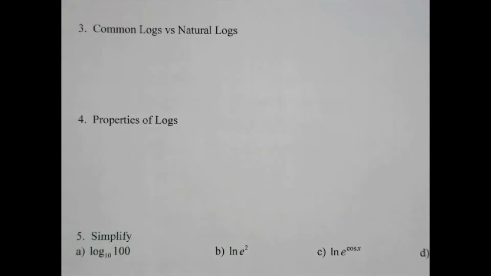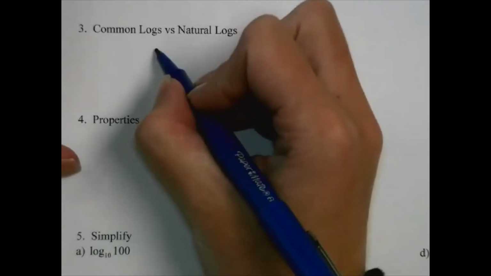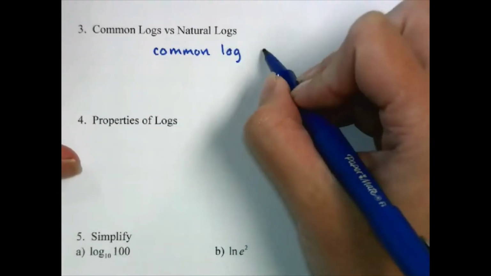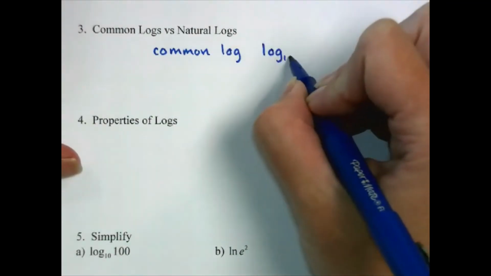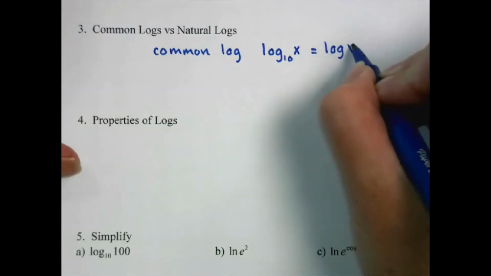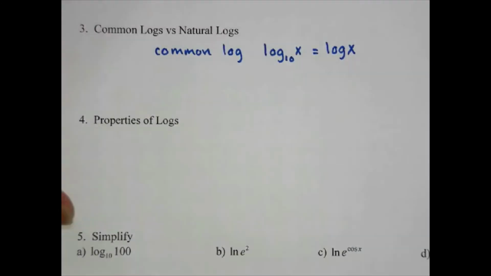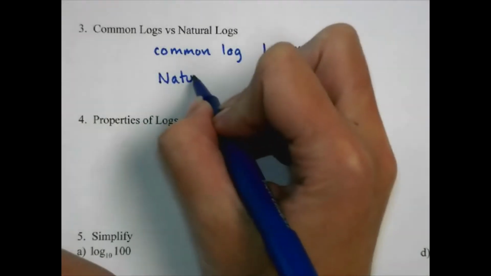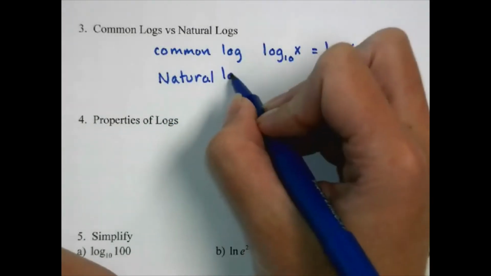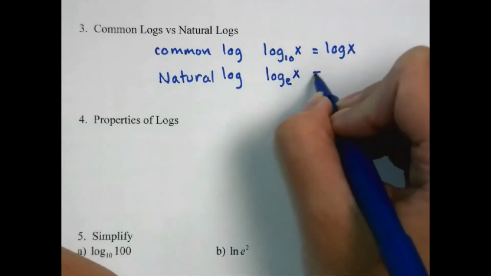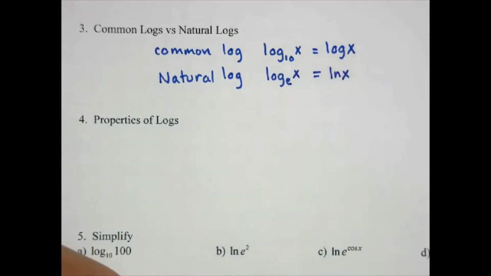Logs can have any base you want, but there's two that we use more than others: common logs and natural logs. Common log is log base 10. When it's log base 10 or a common log, we just don't write the 10. Log x means log base 10. A natural logarithm, which we will use primarily in here, is log base e of x, which is ln of x.